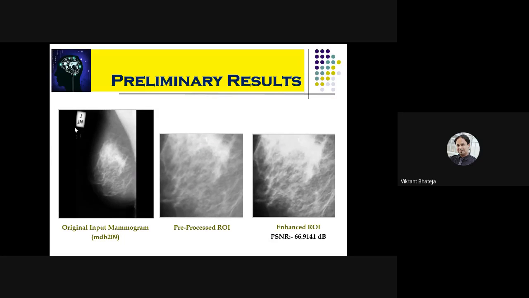So once we have done this, let us now apply this on the images. Now see what is happening. This is your original mammogram. This is your pre-processed ROI after pre-processing. And now we have applied this new function over here. And this is the enhanced image that you're getting. Certainly the PSNR is 66 dB.